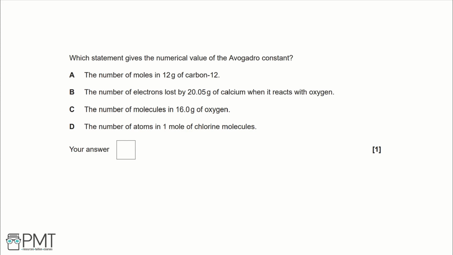So let's start this question by identifying Avogadro's constant. So Avogadro's constant is 6.023 times 10 to the 23.